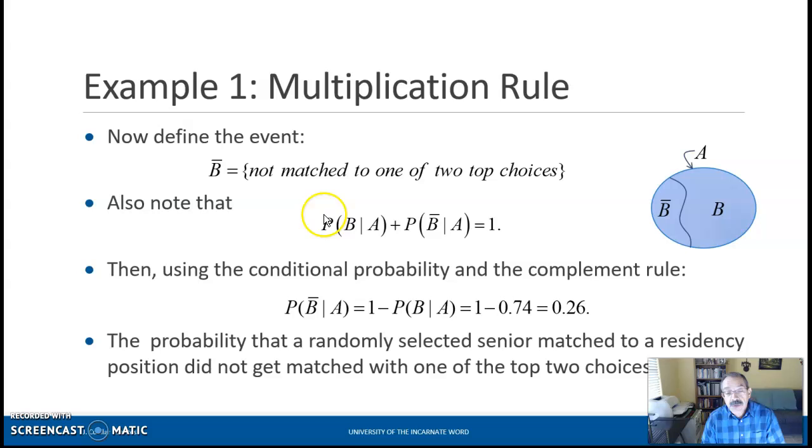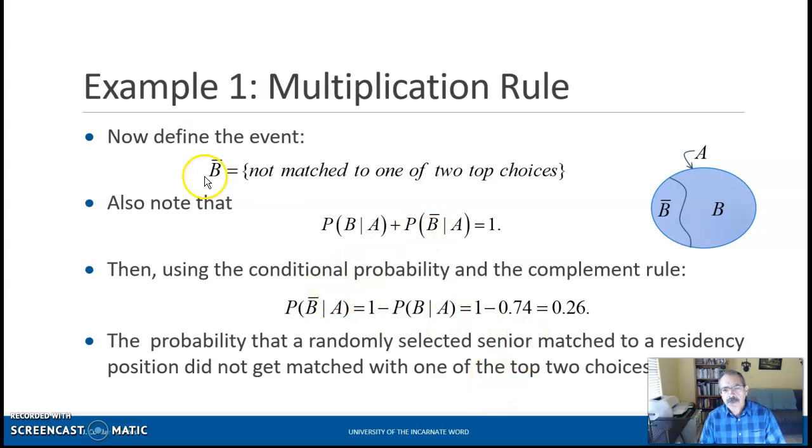So now we're going to use this total probability expression to find the probability that we're looking for. That is the probability of not being matched to one of the top two choices, given that the student was matched to a residency position. So again, just replacing the numbers in this expression, we obtain 0.26. Interpreting this number means that the probability that a randomly selected senior matched to a residency position did not get matched to one of the top two choices is 0.26 or 26%.